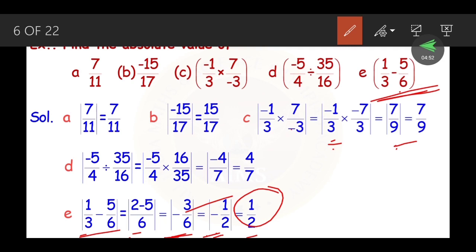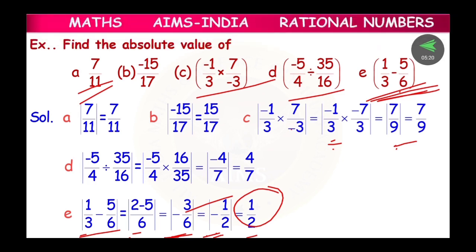So you can have any kind of rational number. It may be a sum, a product, a quotient, a difference, or a single rational number. After simplifying, if you take the absolute value, it is always a non-negative rational number. Okay children, that is about absolute value. Regardless of the sign, its value is always non-negative.